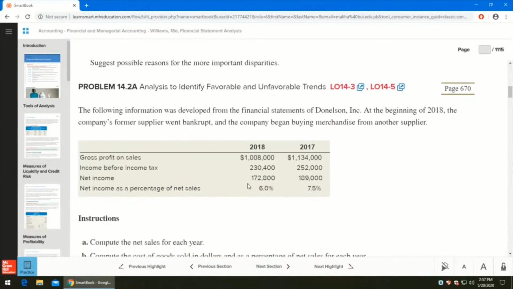The next question is about analysis to identify favorable trends. Now we are to compare trends from the last year.